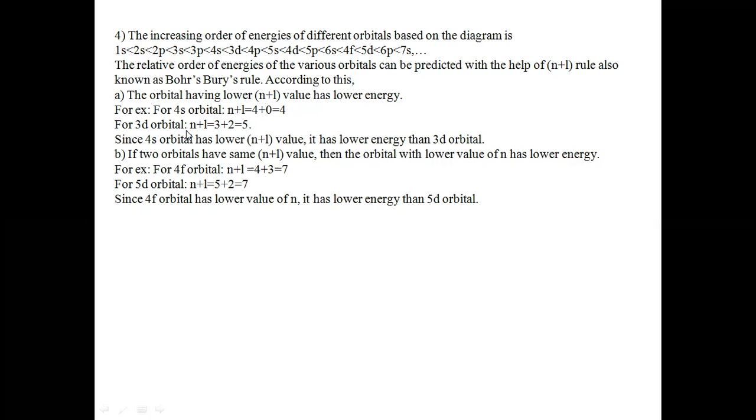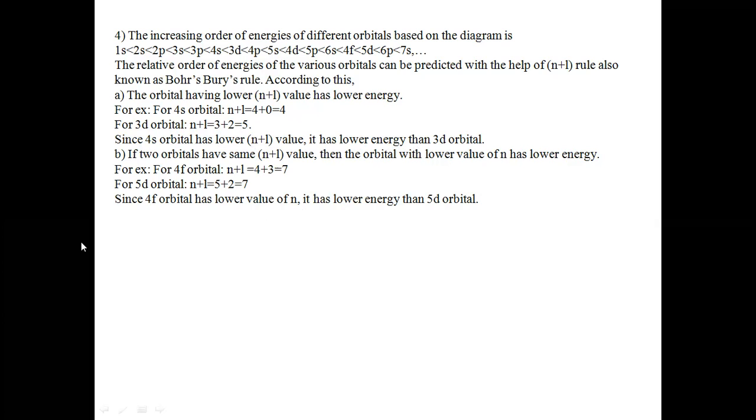For 3D orbital, the principal quantum number n value will be 3 and the azimuthal quantum number L value will be 2. So 3 plus 2 will be equal to 5. For 4s orbital, we got n plus L is equal to 4, and for 3D orbital, we got n plus L is equal to 5. So since 4s orbital has lower n plus L value, it has a lower energy than 3D orbital.